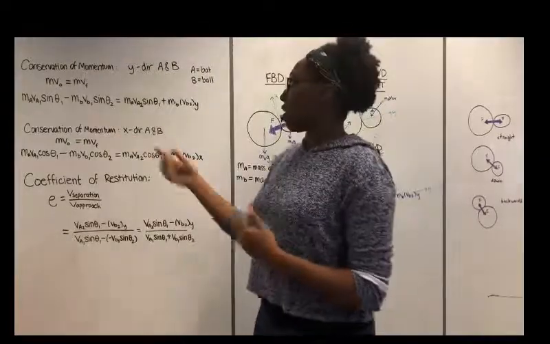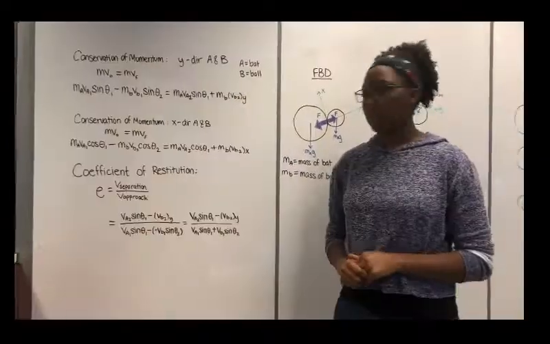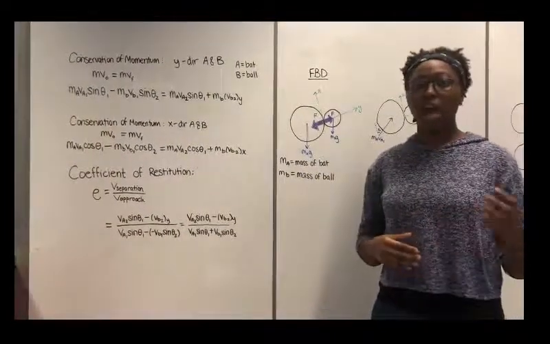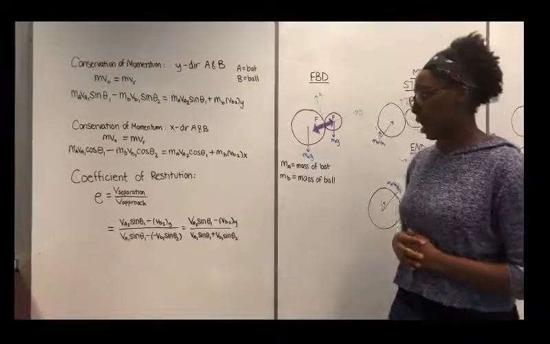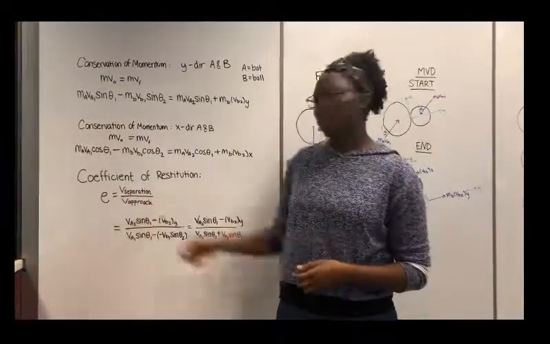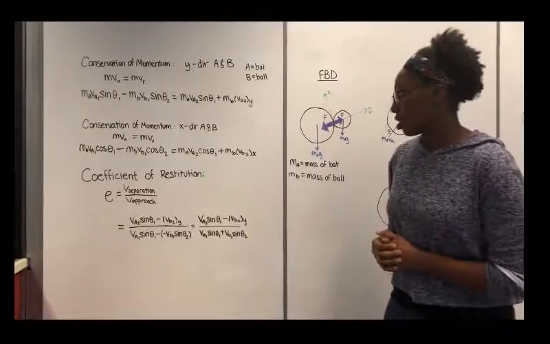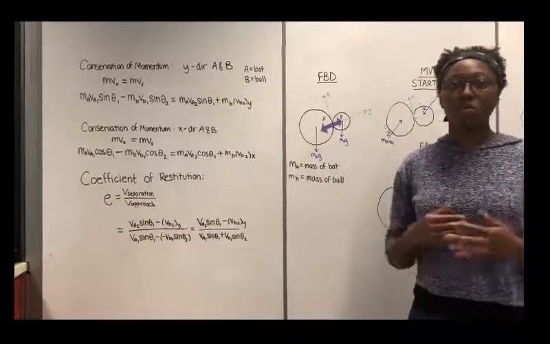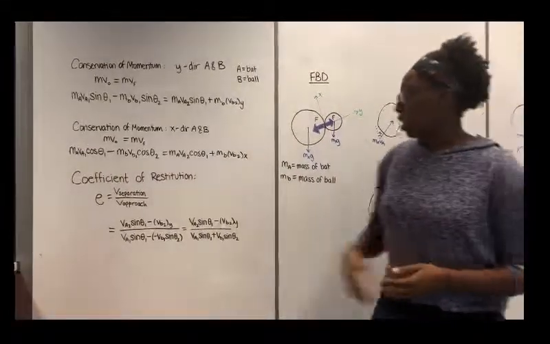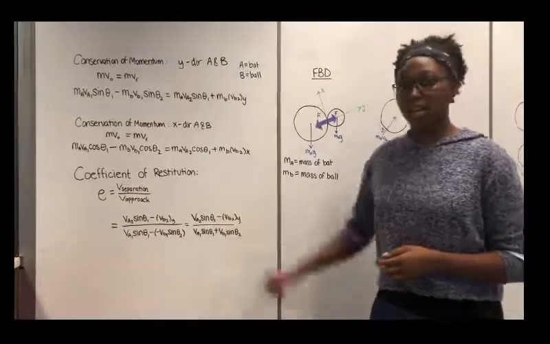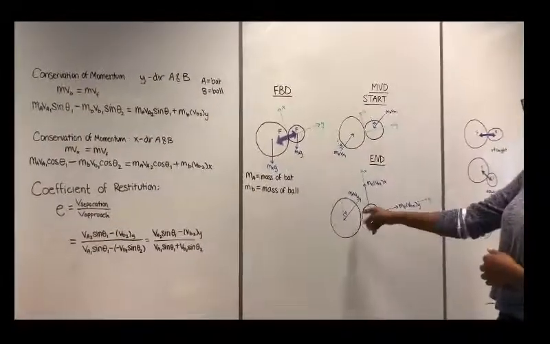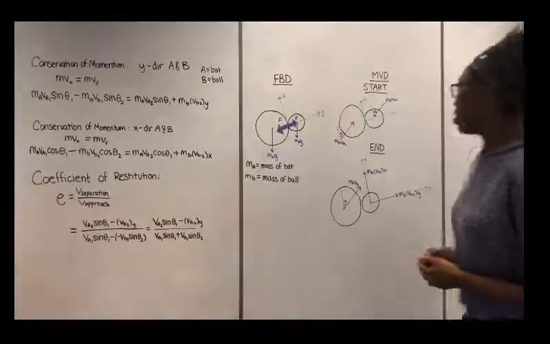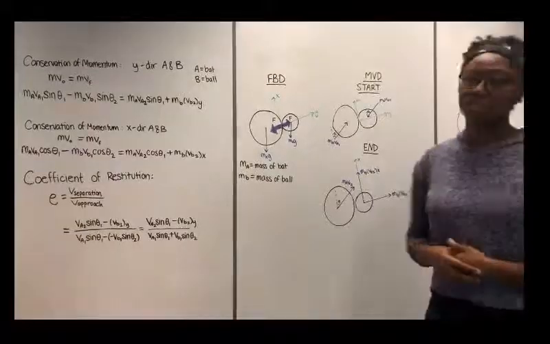The same applies for conservation of momentum in the x direction. Finally, we have the coefficient of restitution. The coefficient of restitution measures how much kinetic energy remains after the impact, and is denoted by e. e equals V separation over V approach. In this case, we only care about the velocities in the y direction because that's the same direction our impact is in. Looking at V separation, there's a minus sign here because the velocities at the end go in the same direction. For the approach, there's a plus sign because the velocities go in opposite directions.